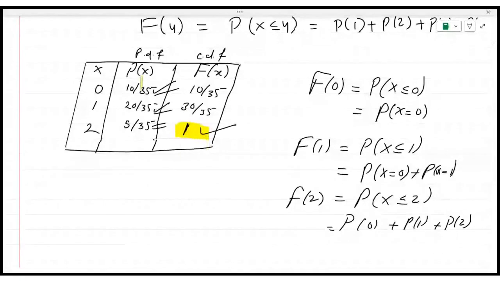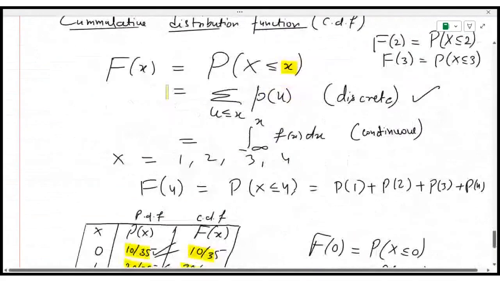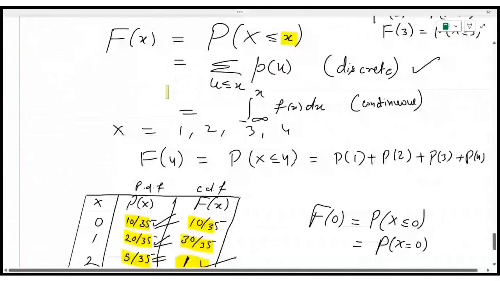Simply, for finding the first value, you write the first value directly. For finding the second value, you add the first and second values. For finding the third value, you add the first, second, and third values. In this way, you will do. Is the meaning of the cumulative distribution function clear? Yes, sir.